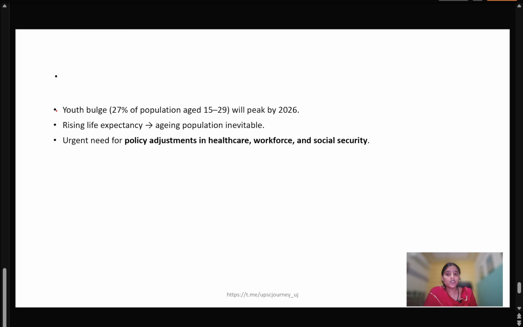After that, like youth bulge, 27% of population, that is only between 15 to 29 years, means only 17% population will be considered as a youth population and peak by 2026. So this is a rising peak. After this, there's a decrease in fertility rate, rising life expectancy, aging population is inevitable because of the pace at which this life expectancy is increasing. The aging population is inevitable in upcoming times.